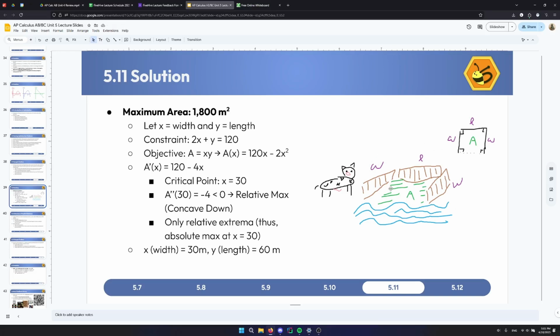So how I found A of x: we know our objective function is our area, x times y, or width times length, and our constraint equation is 2x plus y equals 120, because our two widths plus the length has to equal 120 meters. If we find y in terms of x, so y equals 120 minus 2x, we can plug that in for y and multiply it out to get 120x minus 2x squared. Does that make sense, or do you need me to write it out?